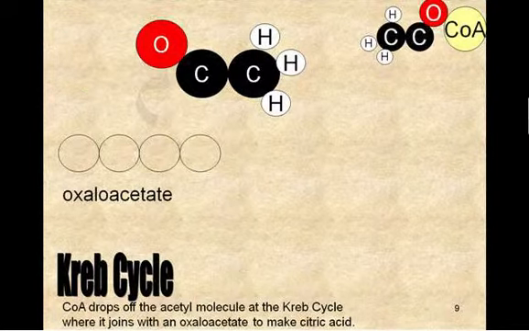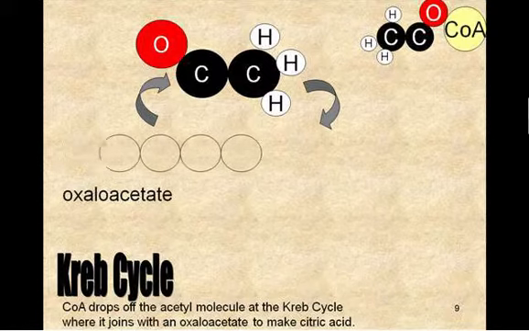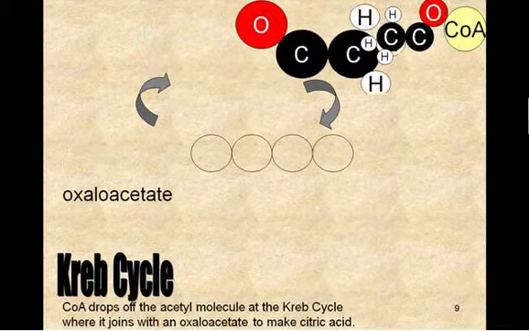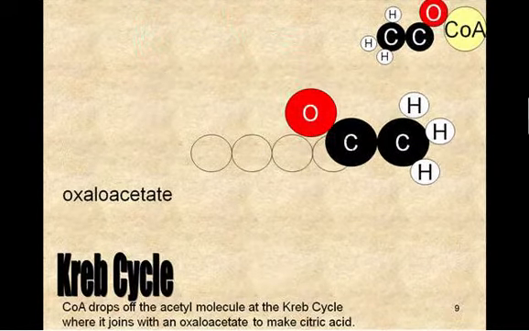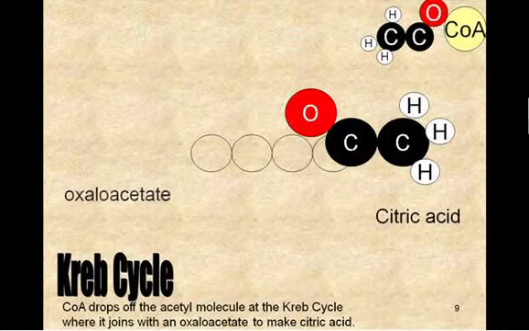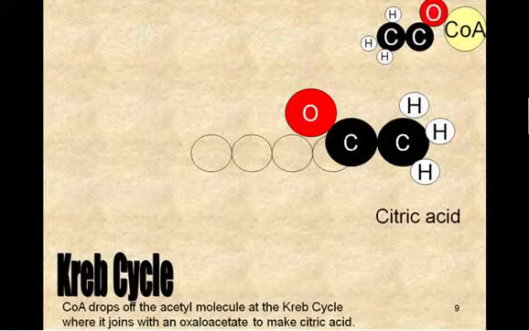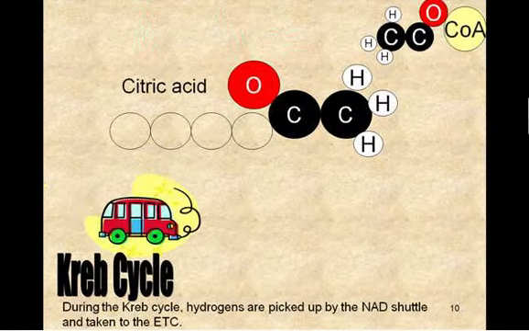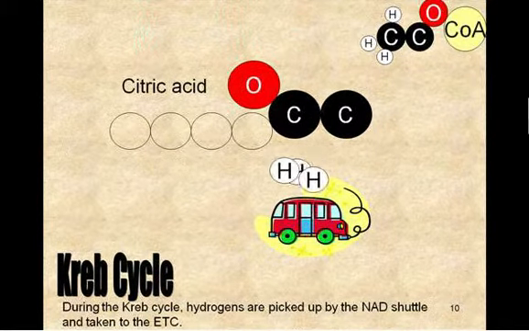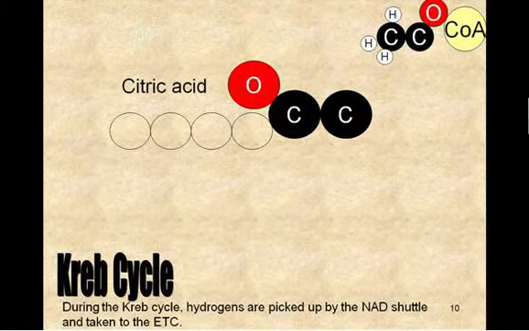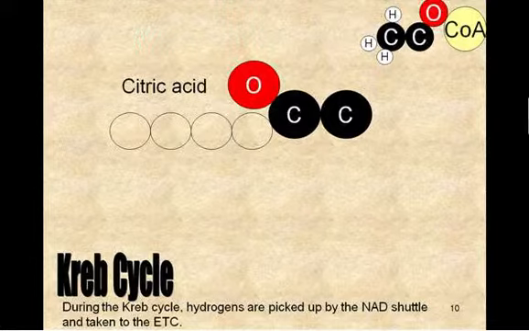It's going to get dropped off at the oxaloacetate. Oxaloacetate has 4 carbons. Acetyl has 2 carbons. They're going to join together. Now you have a 6-carbon citric acid. So we had a 4-carbon oxaloacetate. Now we have a 6-carbon citric acid. That goes through the Krebs cycle. The hydrogen atoms, again, are going to be picked up by the NAD shuttle, transported to the electron transport system.